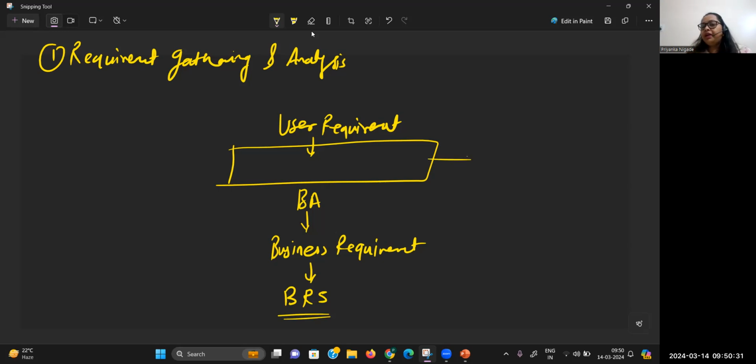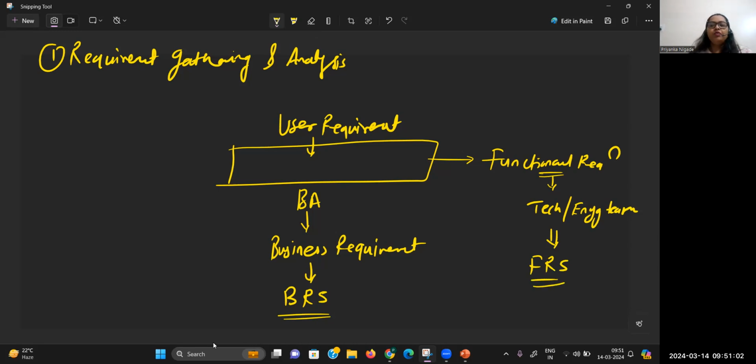The same requirement gets divided in the form of technical requirements. Here, some requirements you are getting as functional requirements. Functional requirements actually get prepared by the technical team. So let me just write here. It's a technical team. The technical team involves the developer team, or you can say the engineering team. They are responsible to identify only functional requirements, and based on that, you will get the FRS document, functional requirement specification.